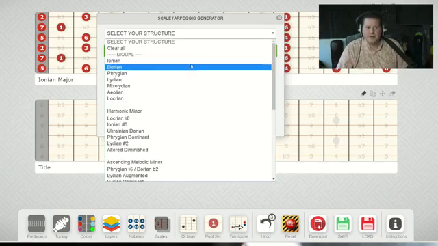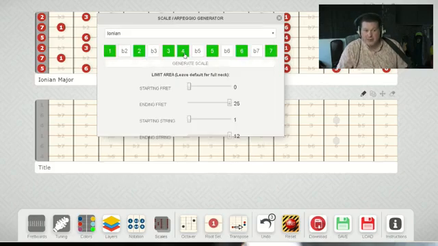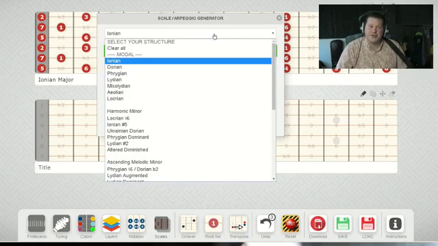Up the top, it's got various overlays that it can predefine for us. So here we go, Ionian, that's our major scale. If I click that, it's done just what we did. 1, 2, 3, 4, 5, 6, 7. Those are all the interval structures of the major scale.